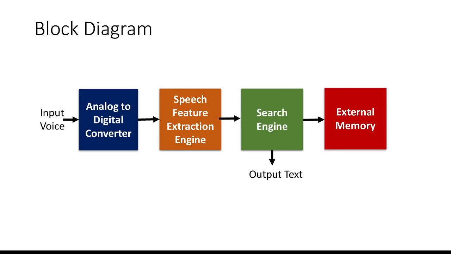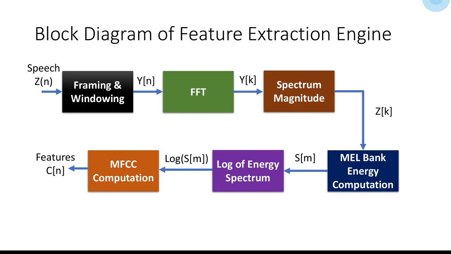This work focuses on the design, modeling, and implementation of speech feature extraction engine. The feature extraction engine has 6 stages and is as follows. First stage is framing and windowing, second stage fast Fourier transform, third stage spectrum magnitude computation, fourth stage is Mel bank energy computation, fifth stage is logarithm of energy spectrum computation, and followed by sixth stage Mel feature vector computation.